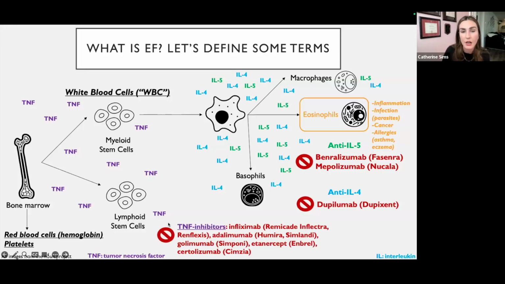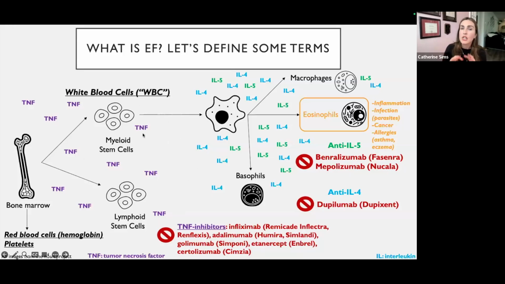TNF is just like interleukin 4 and 5. It is a cell communicator. There's a lot of TNF inhibitors, and you may have heard that term before. I have them all listed here. I put some generic and some trade names, and they're all trying to suppress those cell communicators at a different part of the pathway.